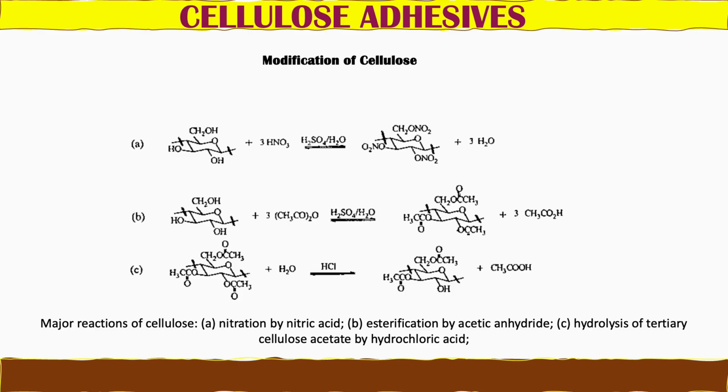The second equation actually explains the esterification of the cellulose. Now how do we do esterification? The reagent that we use is acetic anhydride, (CH3CO)2O.